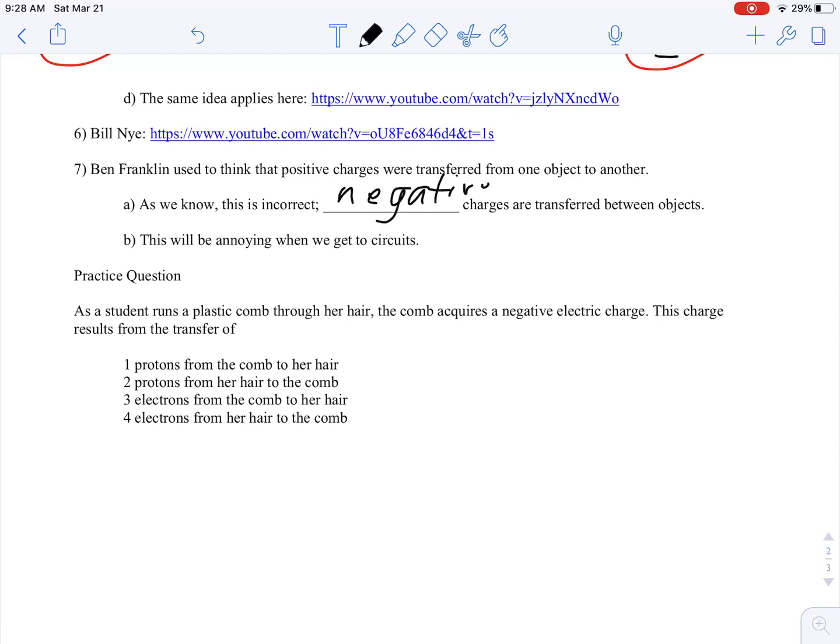Now, this is going to be a little bit annoying later on, because Ben Franklin and other scientists started using this idea that positive charges move. Then people started making circuits and learning about electricity, and they thought that positive charges move. So when we go to circuits, we pretend that the positive charges move. It still works. The circuits are fine. Even electricians and electrical engineers still do that. Just keep in mind that's a convention we're going to use, but know that only the negative charges, the electrons, move. The positive charges, the protons, are stuck.